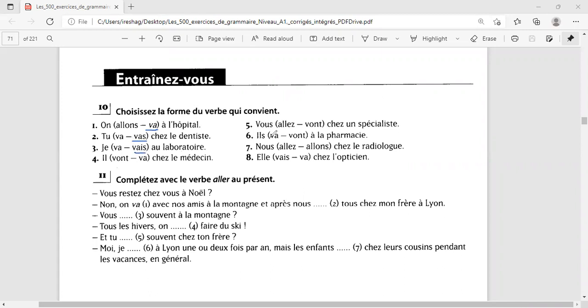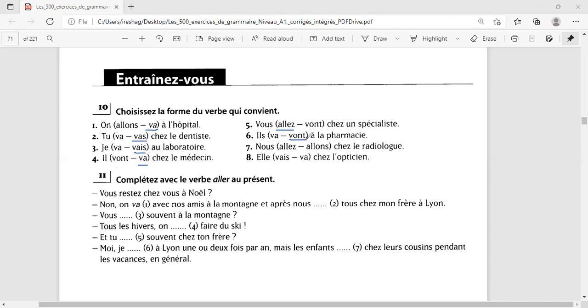Je vais au laboratoire. I go to the laboratory. Il va chez le médecin. He goes to the doctor's place. Le médecin is the doctor. When you say chez, like when I say chez Tamaru, it's Tamaru's home. I'm talking about Tamaru's place where he lives. Vous allez chez un spécialiste. You go to the specialist's place.